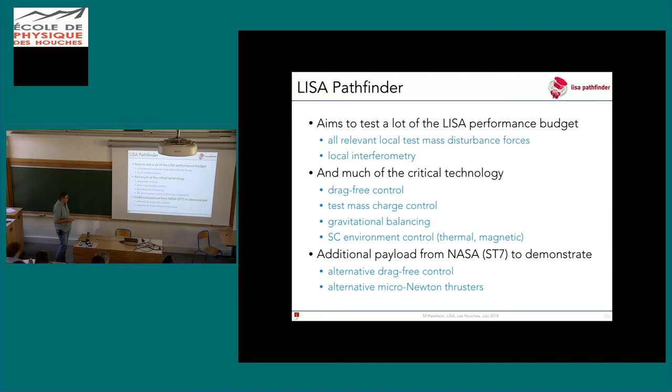I'm going to mention this only one time here. I'm not going to talk about it more. There were some additional payload items on LISA Pathfinder coming from NASA, where there was a demonstration of an alternative drag-free control scheme, and alternative thrusters were also demonstrated.